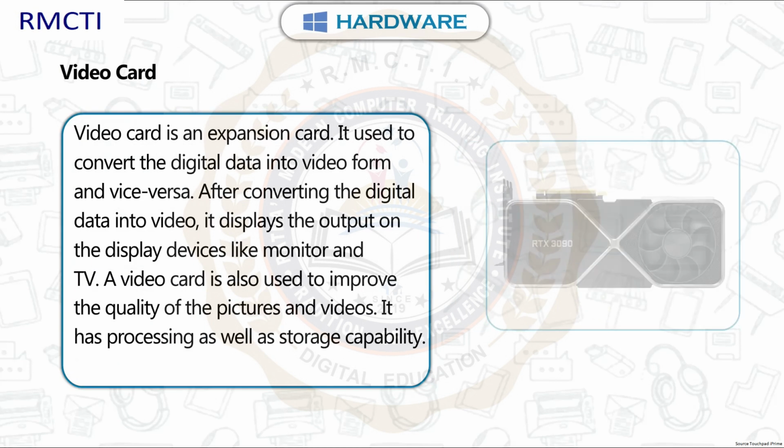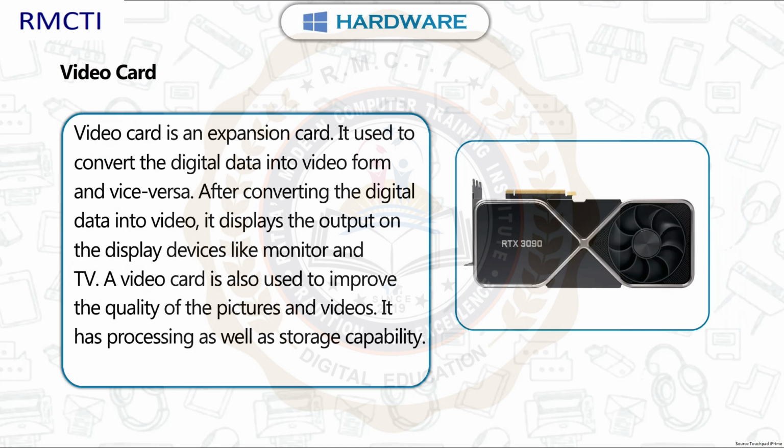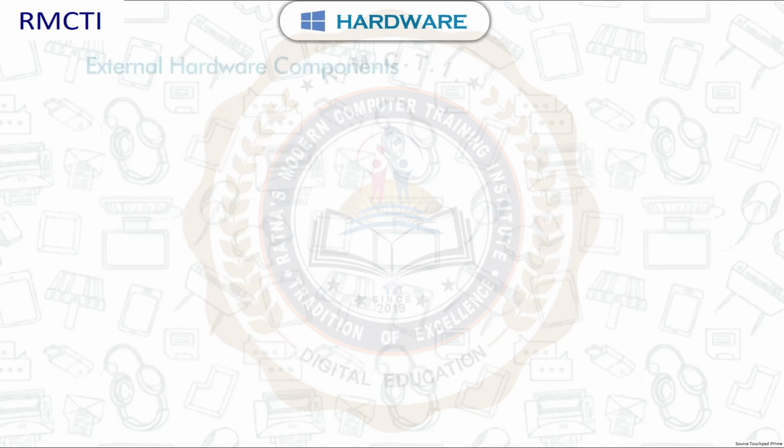Video card. A video card is an expansion card. It is used to convert digital data into video form and vice versa. After converting the digital data into video, it displays the output on display devices like a monitor and TV. A video card is also used to improve the quality of pictures and videos. It has processing as well as storage capability.